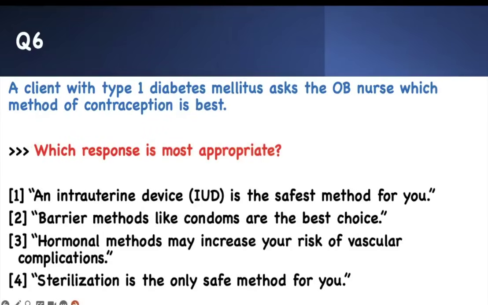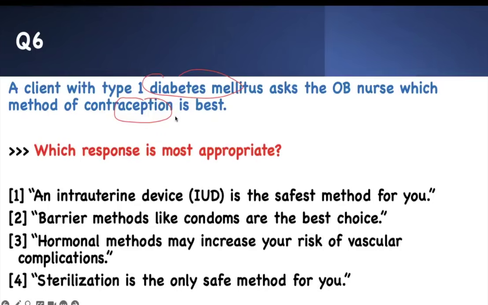Which response is most appropriate? This question can seem hard, but it's not hard. It's based on language, the words the NCLEX will use, and certain words you should avoid when you're picking an answer choice. That is the strategy here and the concept. A client with what? Type 1 diabetes. Boom. She asks the OB nurse which method of contraception is best. She has diabetes and she wants to know which method of contraception is best. The key word is what? Diabetes. What do you know about diabetes patients? And she wants to know which contraception is best. The concept here is what?